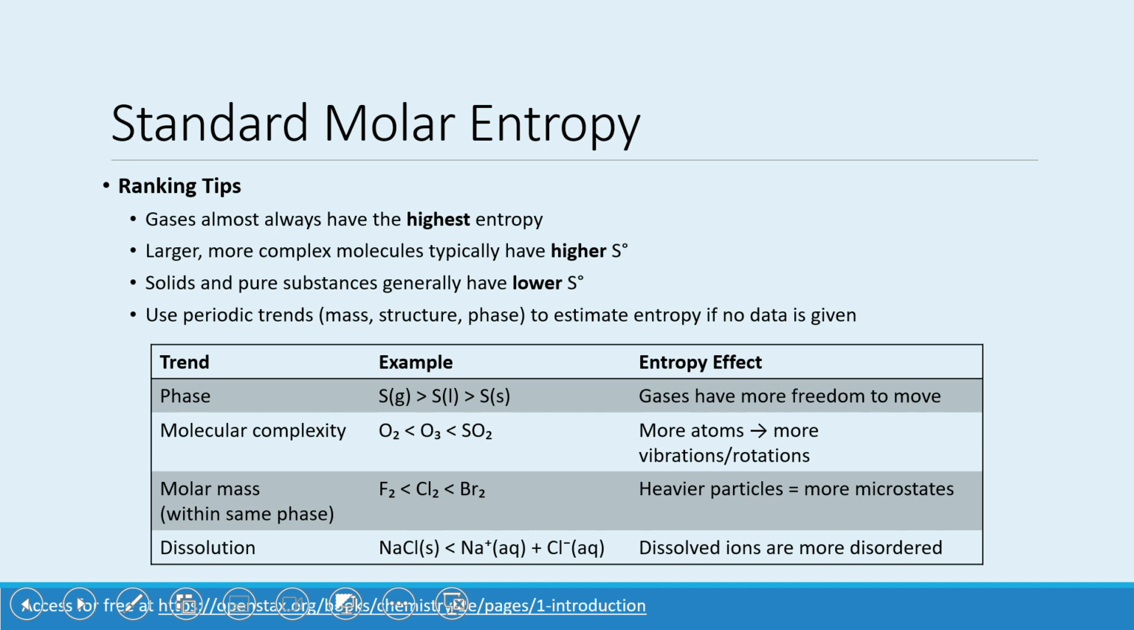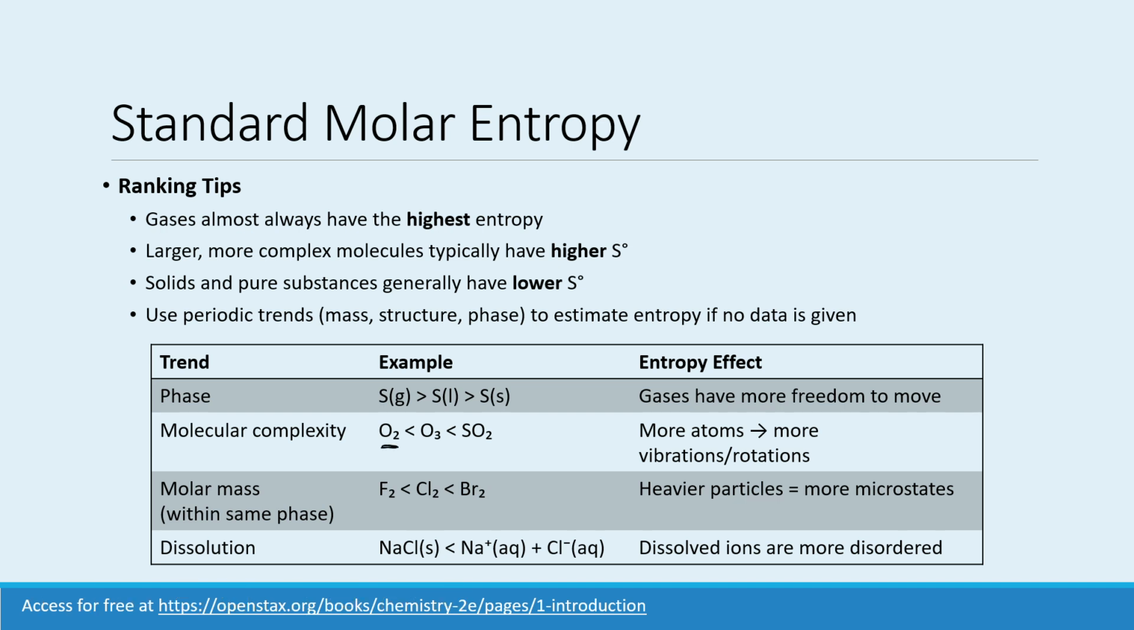Okay, so when we're talking about trying to determine which system will have more entropy, the first thing we want to look at is the phase. Gases almost always will have the highest entropy regardless of the type of substance that you're looking at. But if they have the same phase, then we're going to start looking at the types of molecules that we have. Okay, so when we look at molecular complexity, there's two ways that we can increase that.